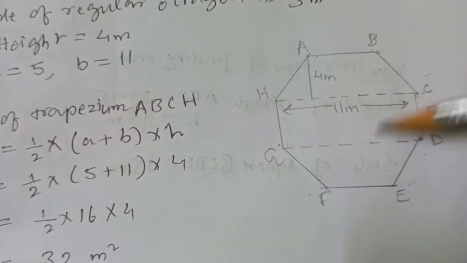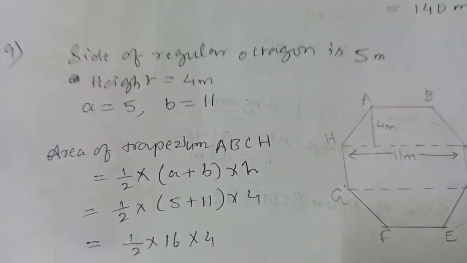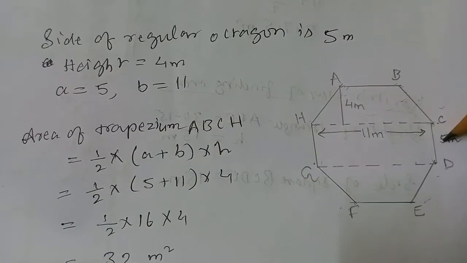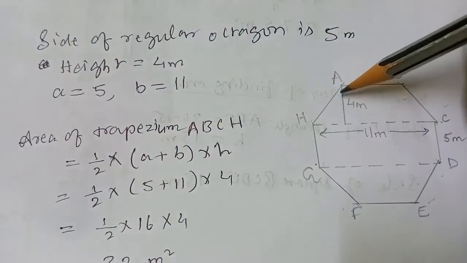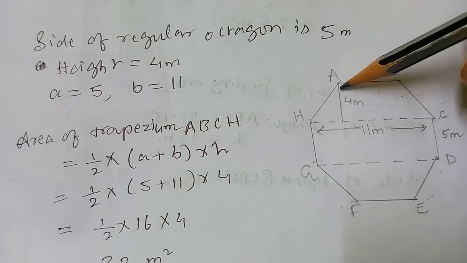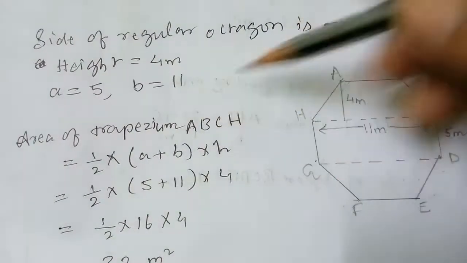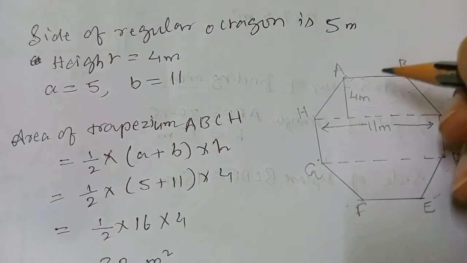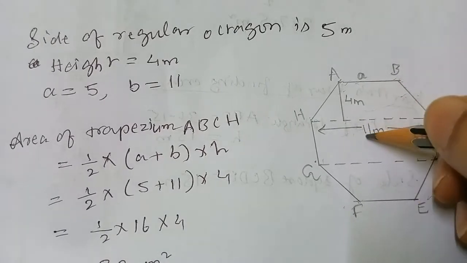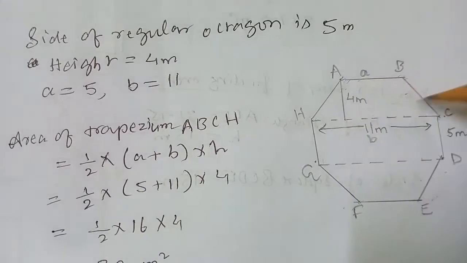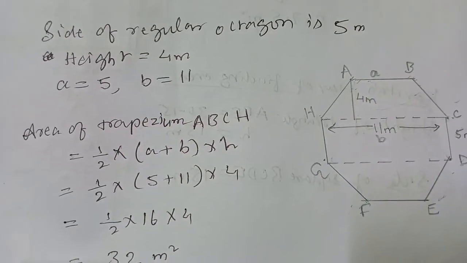Then you have to find the total area. You have to add all the areas. Now the side of the regular octagon is 5 meter. All sides are equal, 5 meter. Now the height is given as 4 meter. You can see this is a trapezium and you require the height. So the height is given as 4 meter. A equals 5 and B equals 11. That means these are the parallel sides. So A is 5 and B is 11. So you know A, you know B, and you know the height. Then you can easily find the area of the trapezium.